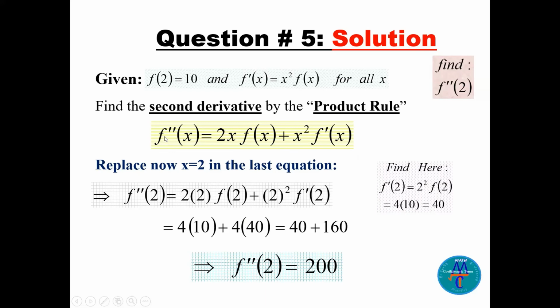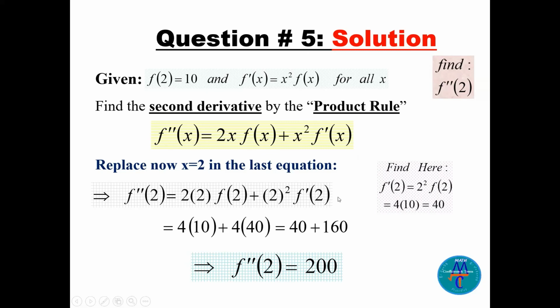So what do we need? F double prime at 2. It will be 2, this is the coefficient, x equals 2 also, times f of 2, plus x squared, meaning 2 squared, times f prime at 2.